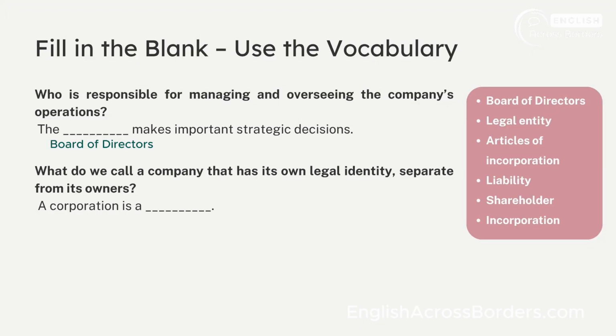Next, what do we call a company that has its own legal identity separate from its owners? The answer is legal entity. So we say a corporation is a legal entity, which means the company can enter into contracts, own property, and be responsible for its debts independently of its owners. This separation protects the owners and allows a business to operate on its own legal footing.